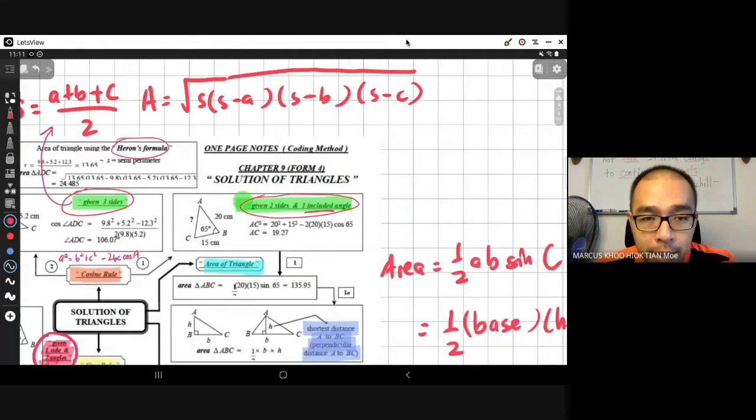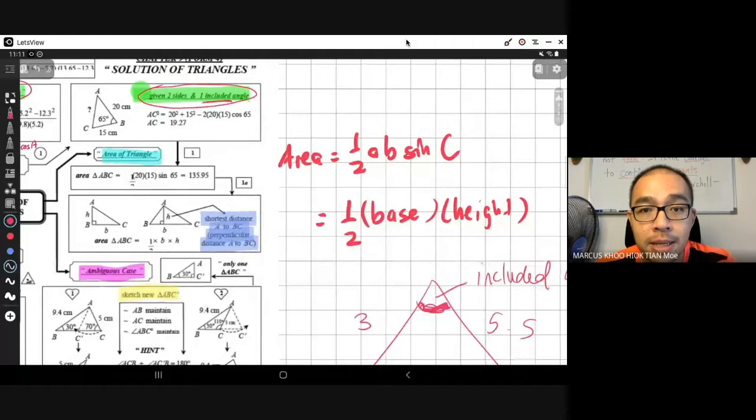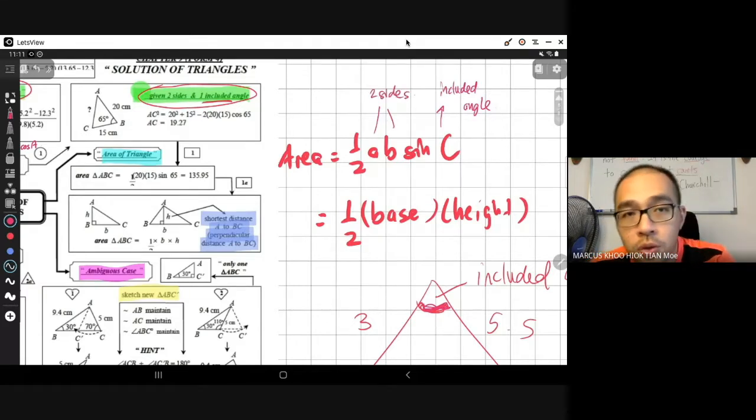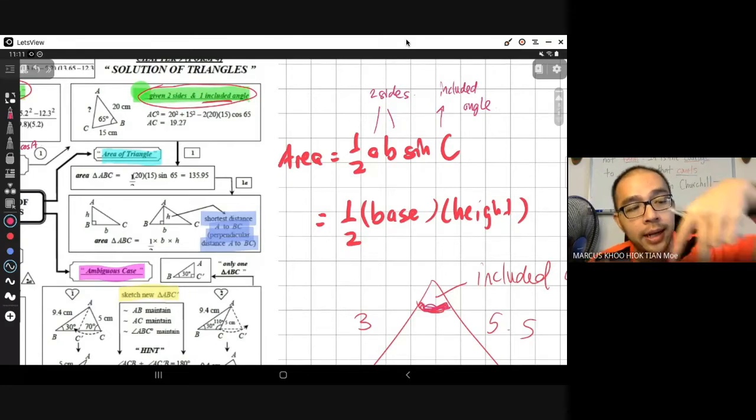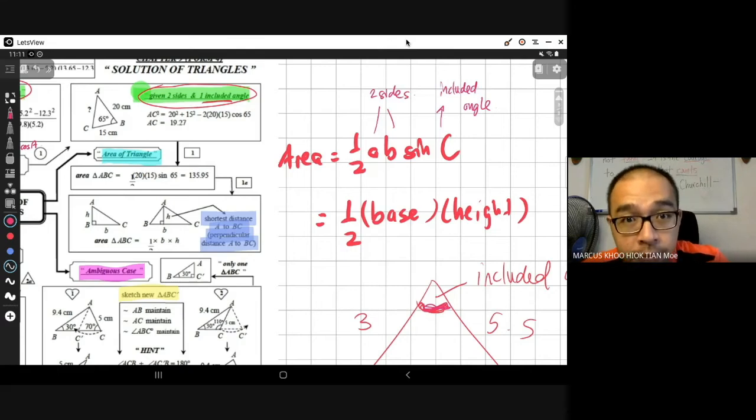But the standard one is actually half ab sine C. This is the included angle, and these are the two sides. So you can only use half ab sine C if you have two sides and the angle included between them is given.